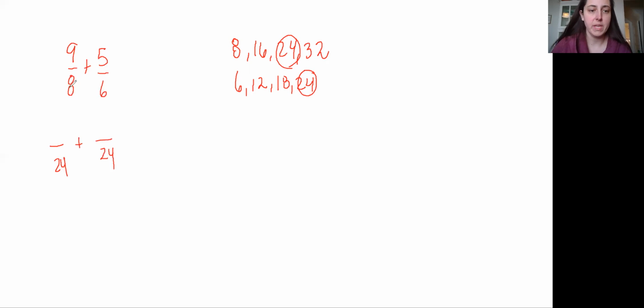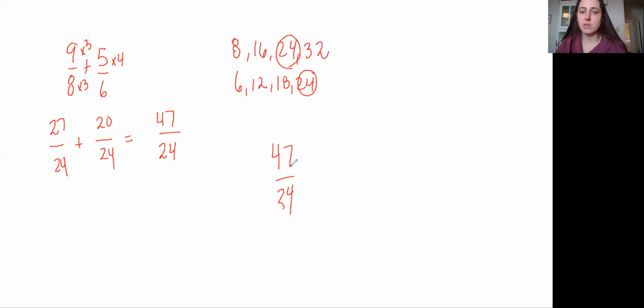Okay, so how many 8s go in 24? There are 3, and so I had to times that by 3. So whatever I do to the bottom, I have to do to the top. So 9 times 3 is 27. Then how many 6s go into 24? There's 4, so I have to times that 5 by 4. So we have 20. So if we add those together, 27 plus 20 is going to be 47. And on the bottom, we have 24, and it doesn't change. So now we have 47 over 24.